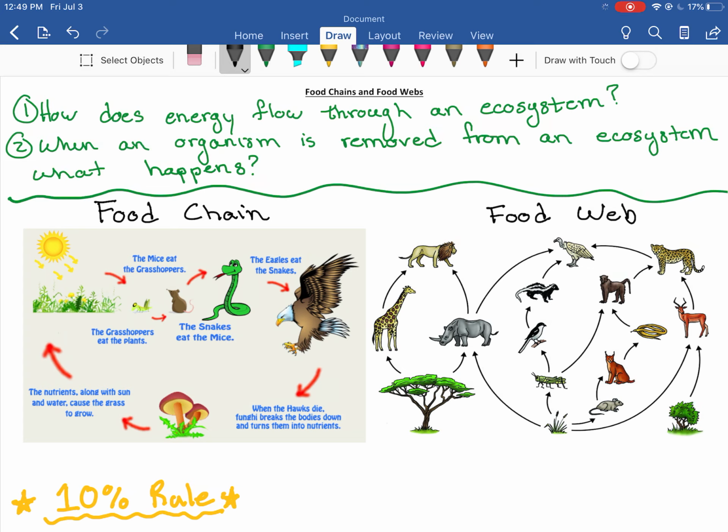So, the two things we're going to look at today are, one, how does energy flow through an ecosystem, nice and simply. Two, when an organism is removed from an ecosystem, what happens? Because there are cascading effects, it's called.